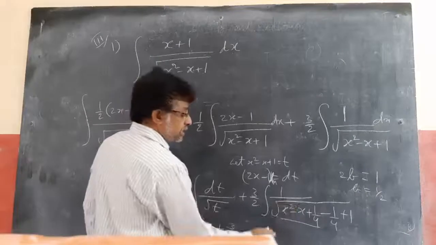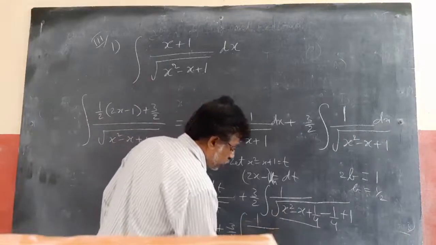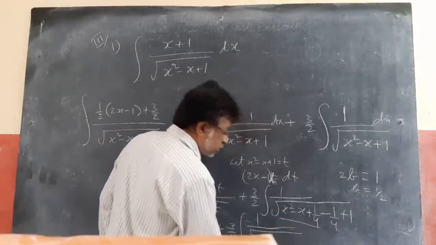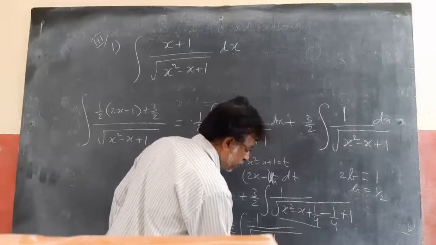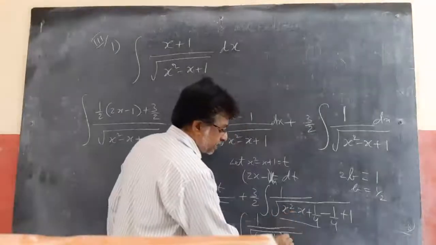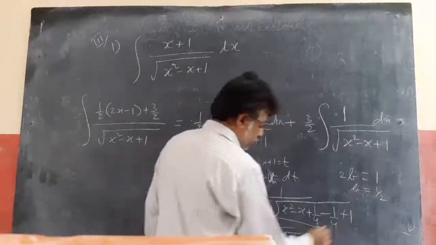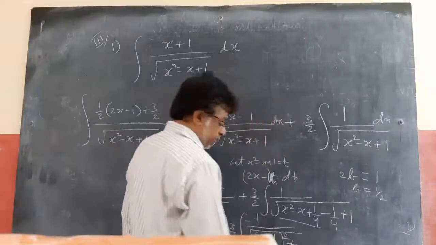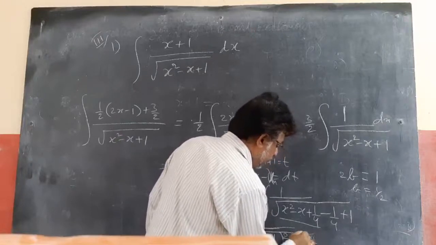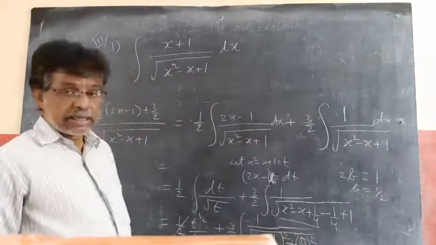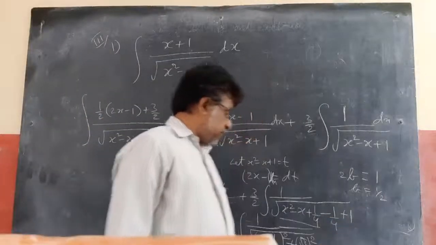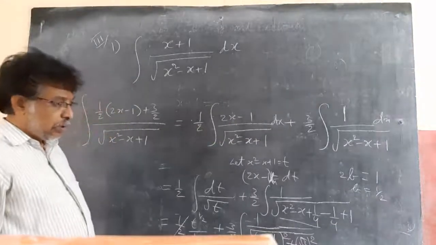Into this is integral of 1 by root of, a square minus 2ab plus b square means a minus b whole square, so x minus b. Whatever the value you are getting here, that is b. x minus b, if it is minus, it is plus: x plus b whole square. Now 1 minus 1 by 4 is 3 by 4. 3 by 4 I can write as root 3 by 2 whole square.